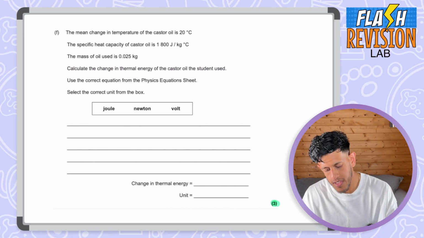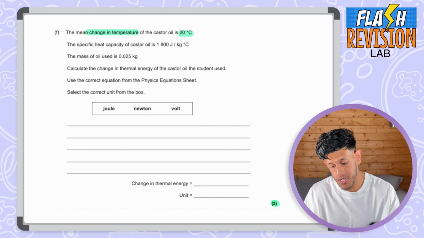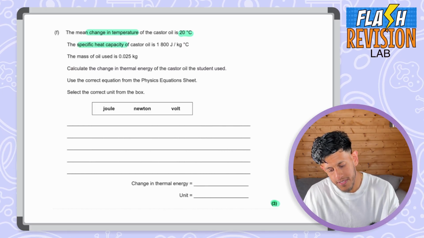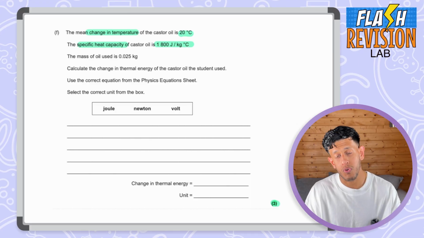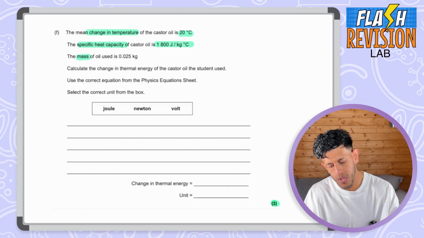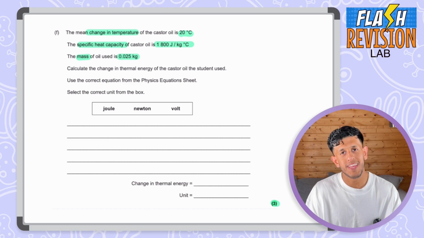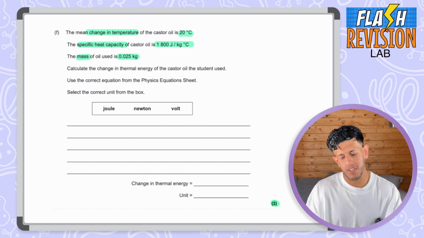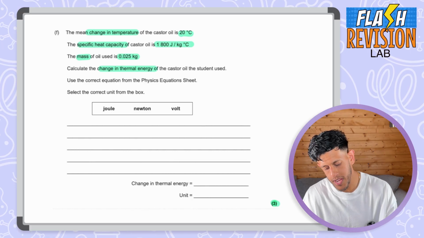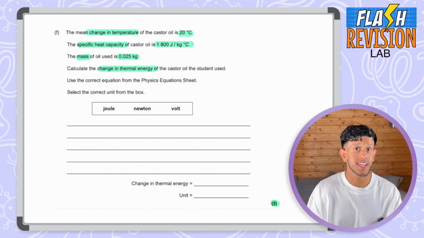So they've given us a change in temperature of 20 degrees C. We have a specific heat capacity of 1800 joules per kilogram degrees Celsius. And lastly, we're also given the mass of the oil, which is 0.025 kilograms. Looking at those, I can see that they're all in their standard units, so I don't need to do any unit changes. I then need to look at what they are asking me to find, which is the change in thermal energy.